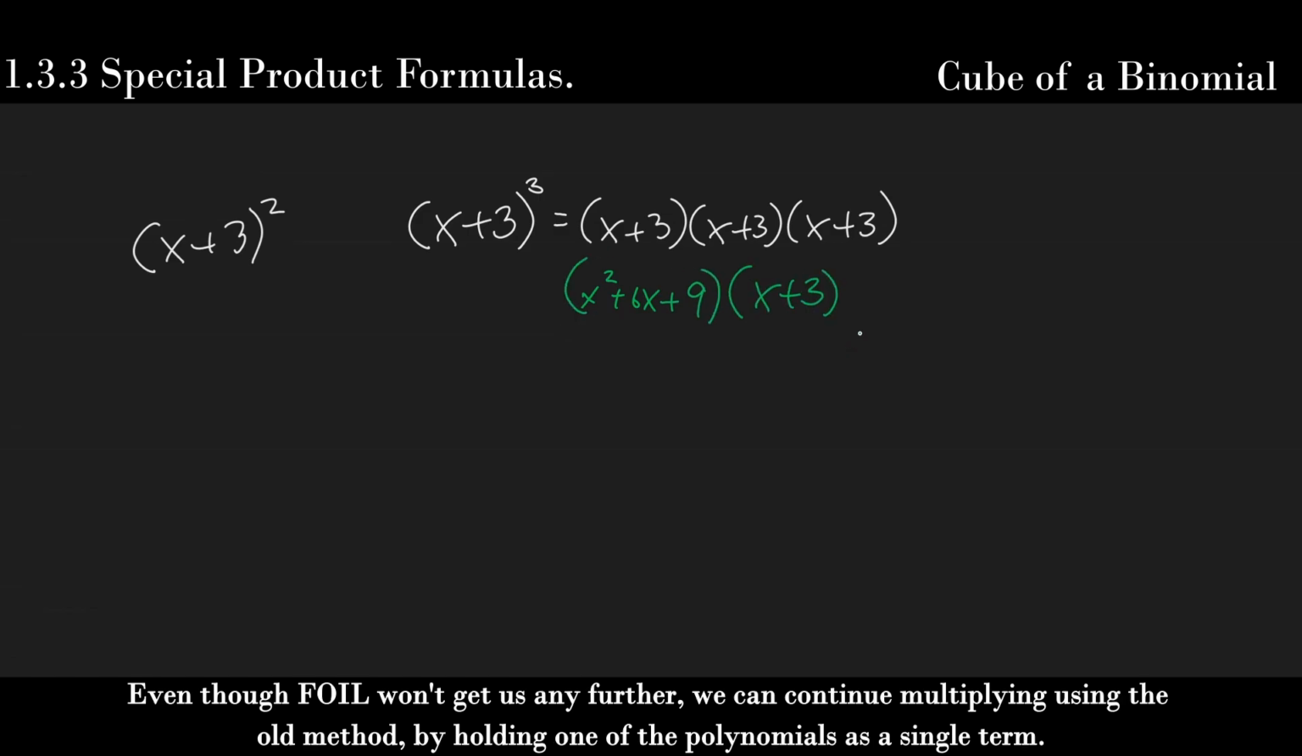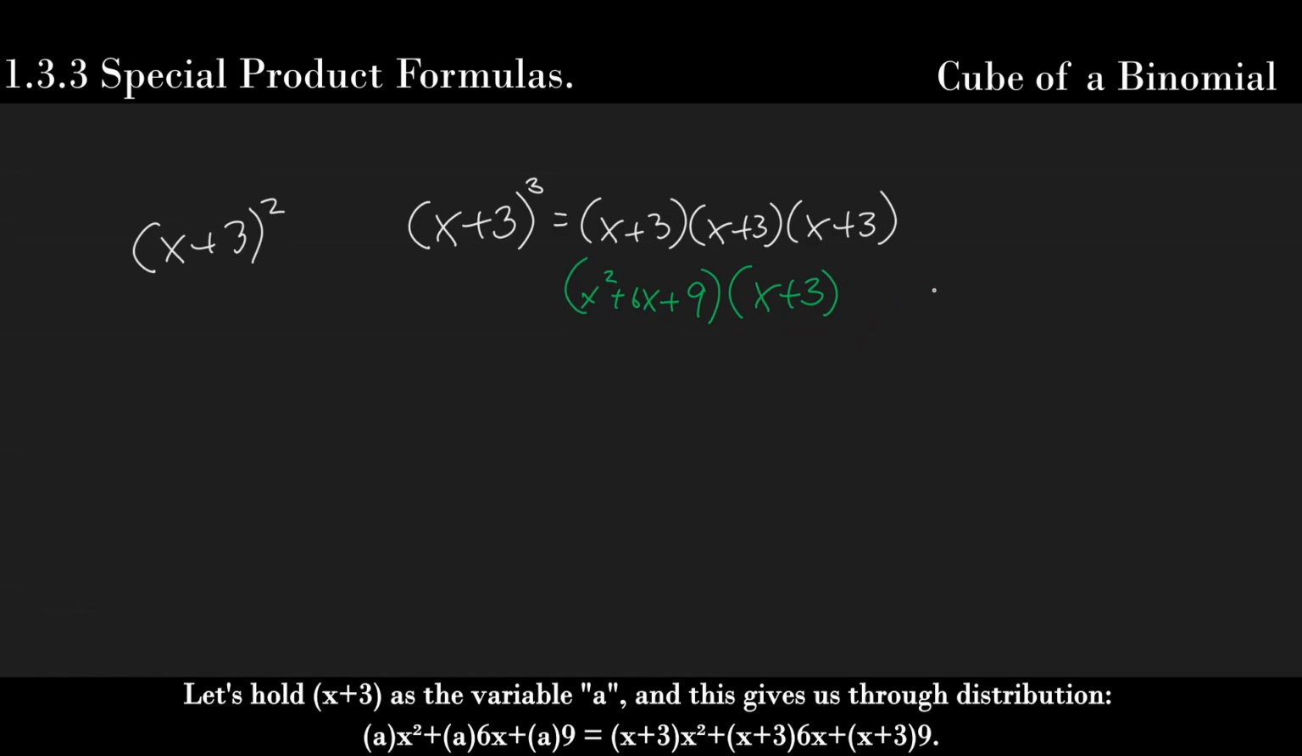Even though FOIL won't get us any further, we can continue multiplying using the old method by holding one of the polynomials as a single term. Let's hold x + 3 as the variable a, and this will give us, using distribution, ax² + a6x + a9, which we write as (x + 3)x² + (x + 3)6x + (x + 3)9.